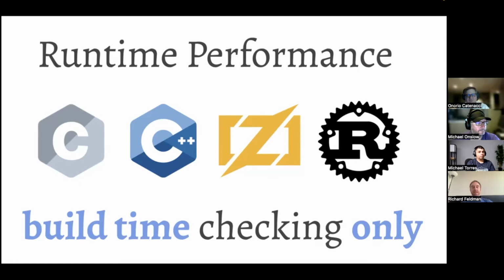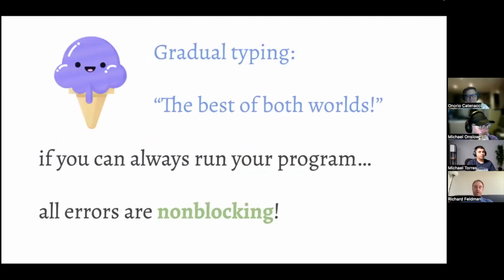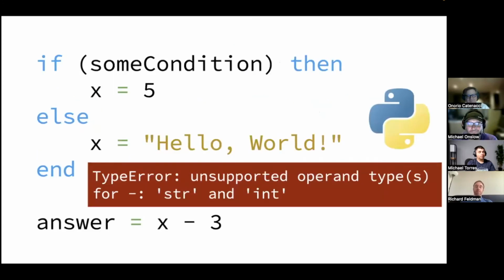All of these languages use build time checking only. One must assume this is because they didn't get the memo about gradual typing being the best of both worlds, because obviously if they had, they would have by now introduced gradual typing, and they would also do runtime type checking. No, but seriously though, why do they do build time type checking only? Well, the answer is performance.